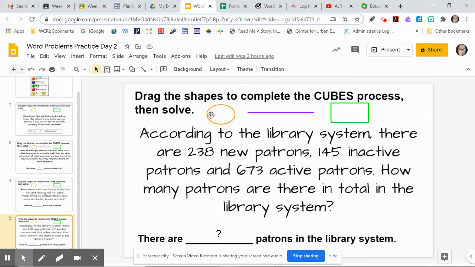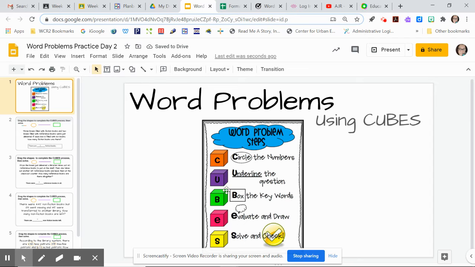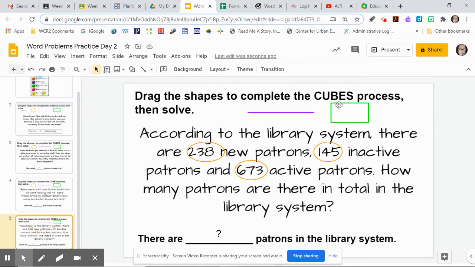So let's do that. So let's circle the numbers. That's the first thing I'm going to do. Again, this nice, beautiful thing, and you might have to resize them, but that's okay. Circle the numbers in the process of doing that. All right, and then the next step is to underline the question. That's what the U stands for. Don't forget that the words for everything are on this first slide. So if you need to go back, you can do that.